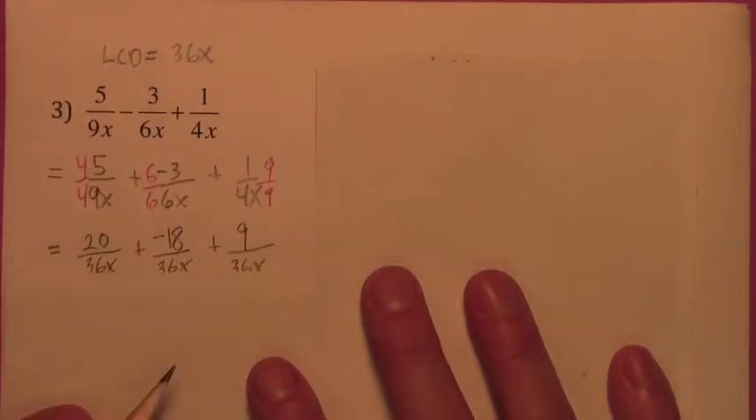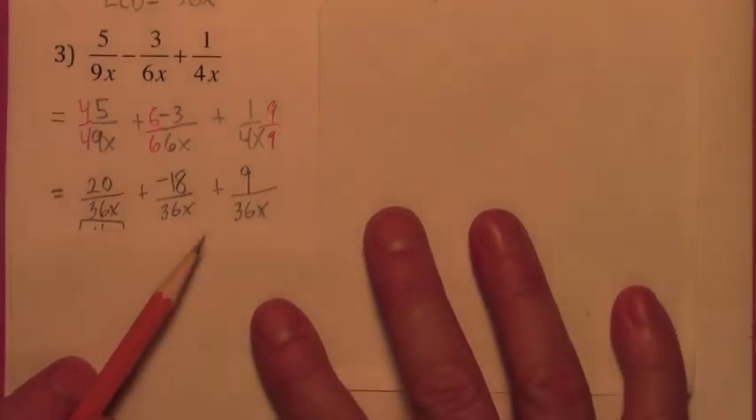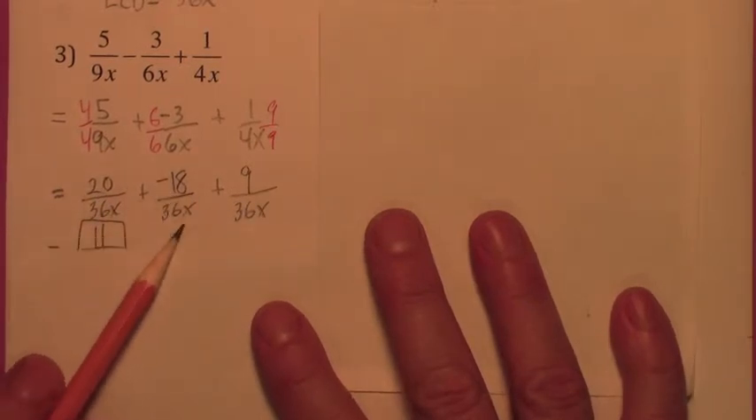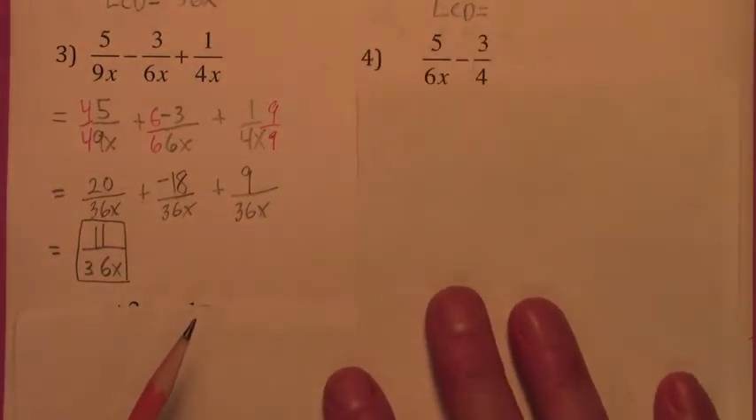So you get 20 over 36x plus negative 18 over 36x plus 9 over 36x. You can combine these. I'm going to add the positive ones first. Get 29 plus negative 18. I get 11 over 36x. There you go. All right.